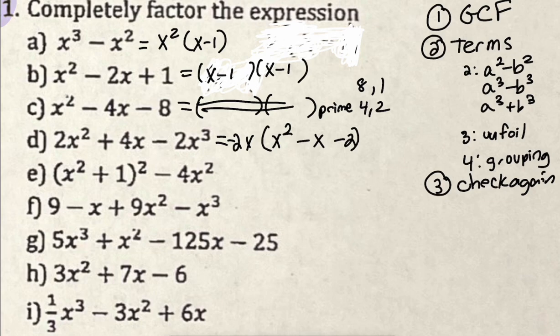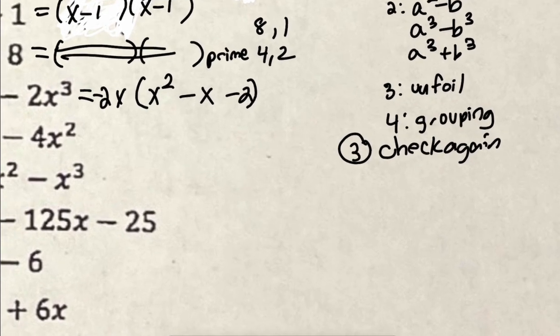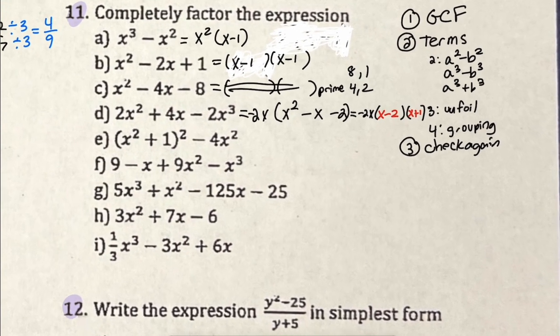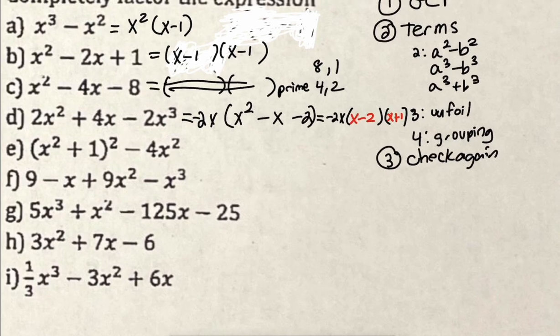Okay. What's interesting about this one is that I never give myself a lot of room on these, but we can actually factor that x squared minus x minus 2 one more time. The factors of 2 are 2 and 1, have a difference of 1, so it'd be x minus 2 and x plus 1. Okay. So that would be your final answer for number 11D.